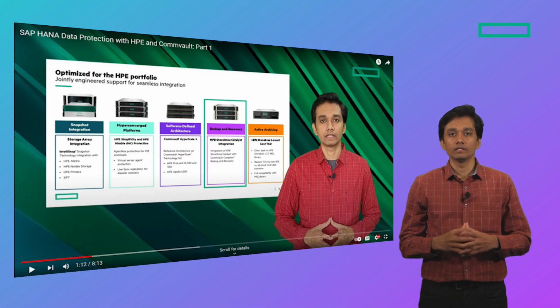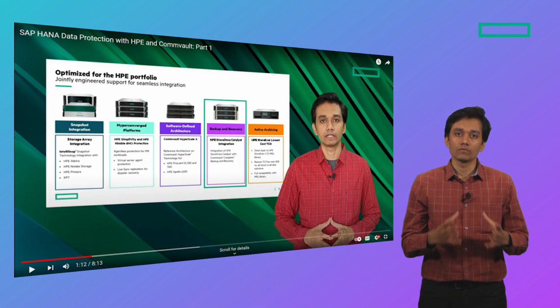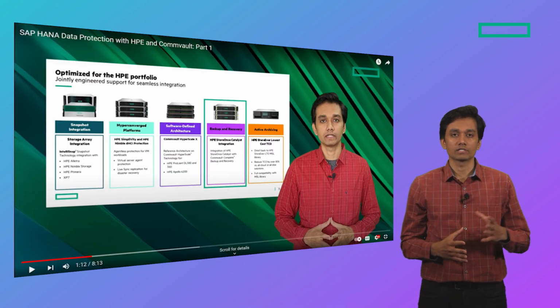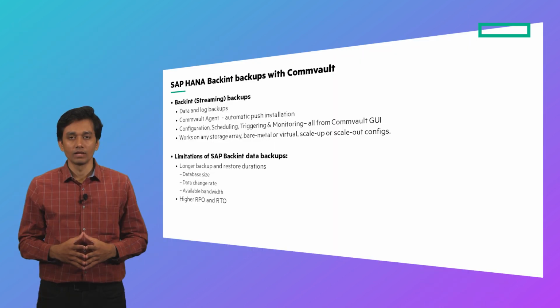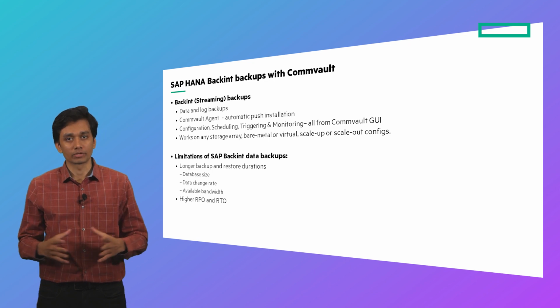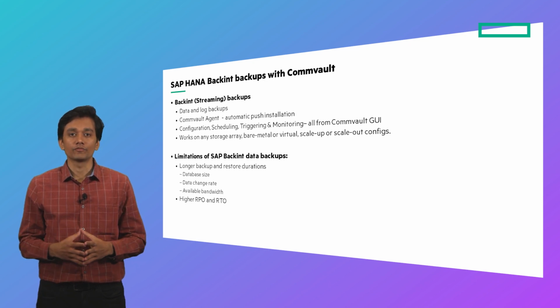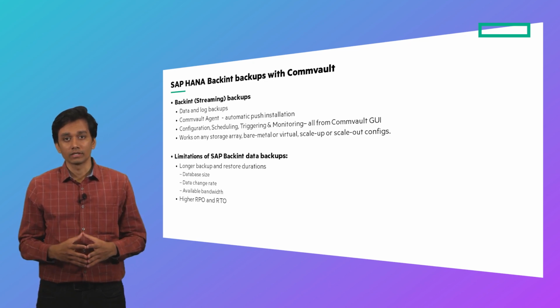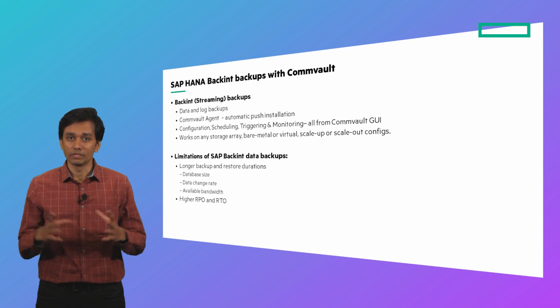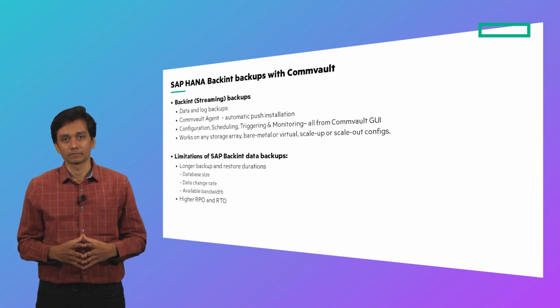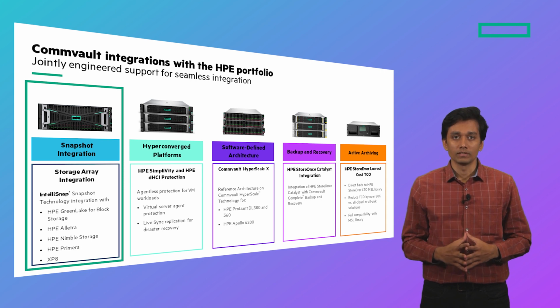Let's begin. In the previous video, we saw how Commvault enables streaming backups for SAP HANA data and logs using the backend API. While these backups offer complete data protection, the time taken to perform a backup and a restore can go up to several hours depending on the size of the database, the amount of changes that happen between two backups, and the available bandwidth on the underlying network. Commvault solves this problem using the IntelliSnap technology.